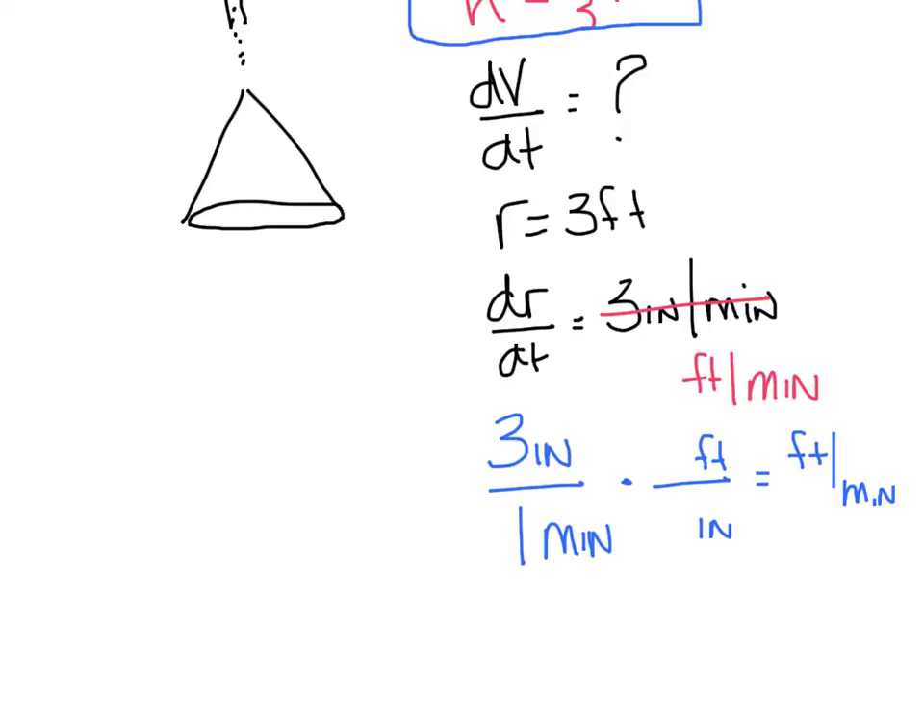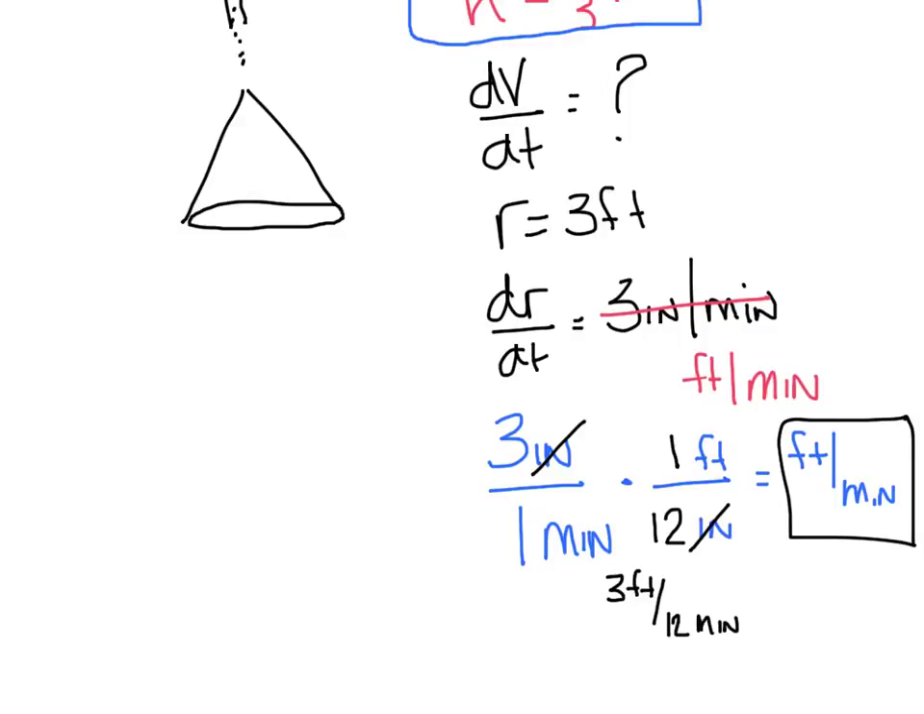So what's equivalent? Well, 1 foot is equal to 12 inches. So again, I just wrote a ratio, so I get in the end feet per minute. My inches cancel, and I get 3 feet over 12 minutes, also known as 1/4 feet per minute. Again, if I went too fast, pause it and go back. So I can now say my dr/dt is 1/4 feet per minute.